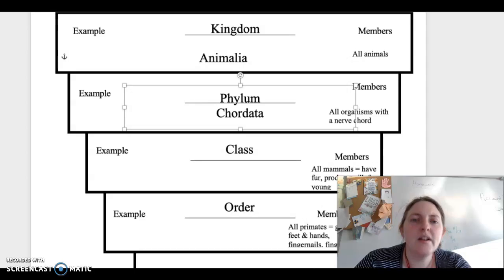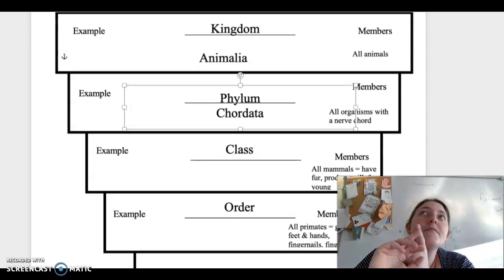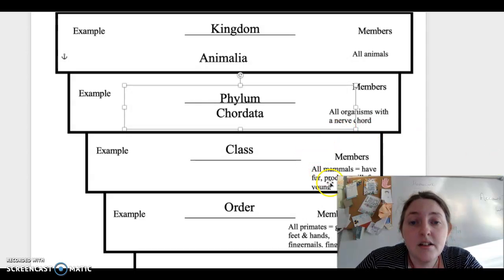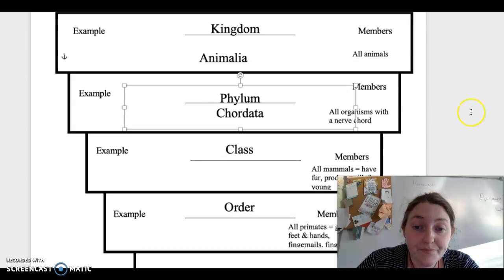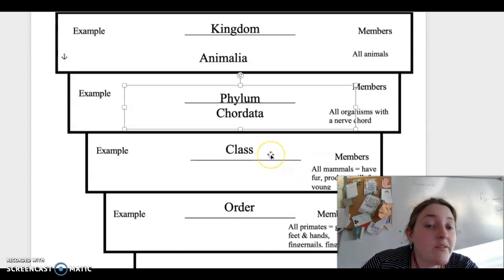So we've taken out insects, sponges, things like that. So these are things that generally either have a backbone or a nerve cord in them. Then we get even more specific.